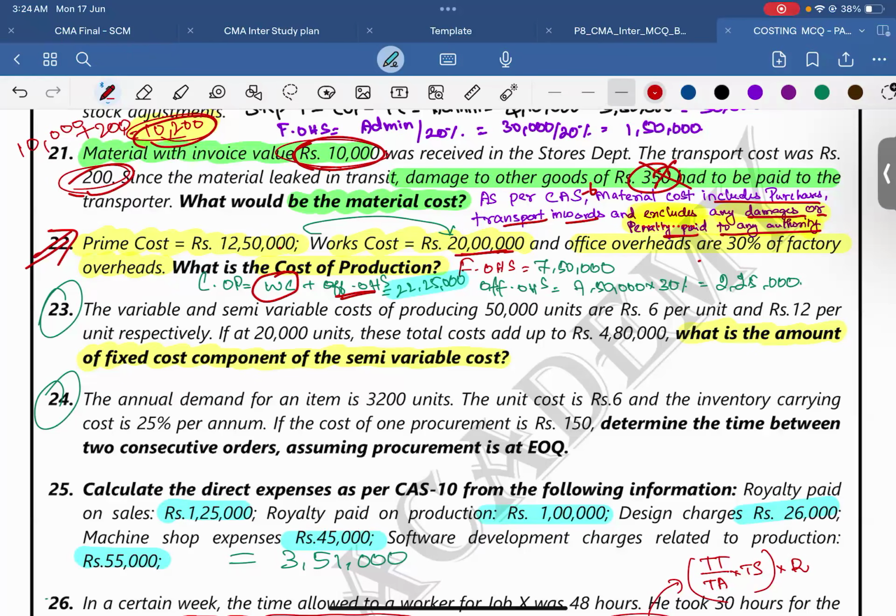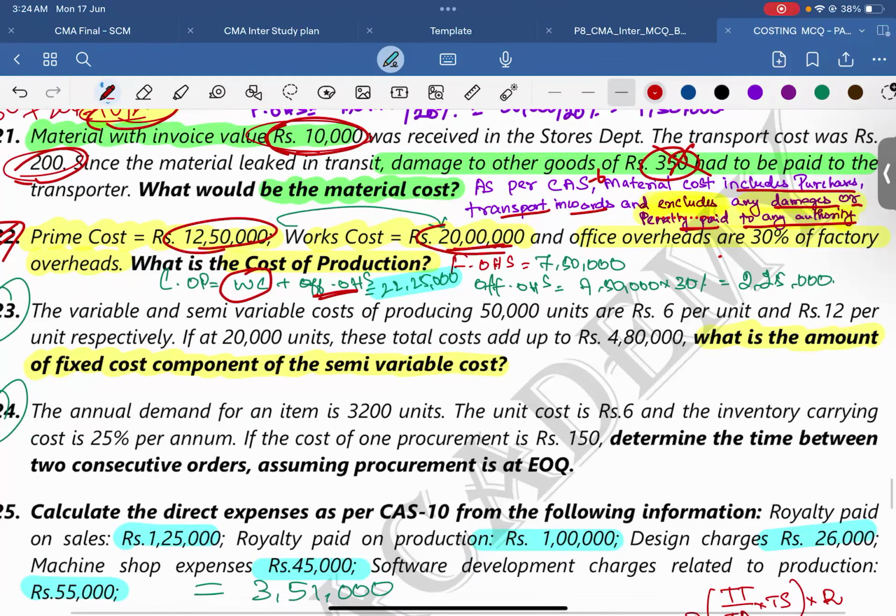First step, the difference between 12 lakh 50 and 20 lakh is 7 lakh 50. That 7 lakh 50 is nothing but your factory overhead, because to the prime cost, if you add the factory overheads, only then you will arrive at work cost. Work cost is nothing but your factory cost. From that, if we subtract the prime cost, I will get the factory overhead. Reverse calculation. That 7 lakh 50 is my factory overhead. On that, they say 30 percent is for office overhead. So on 7 lakh 50, calculating 30 percent will become 2 lakh 25,000.